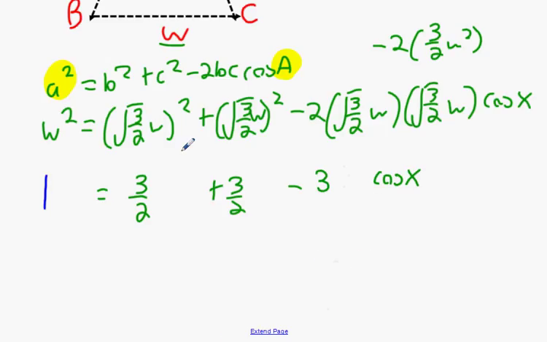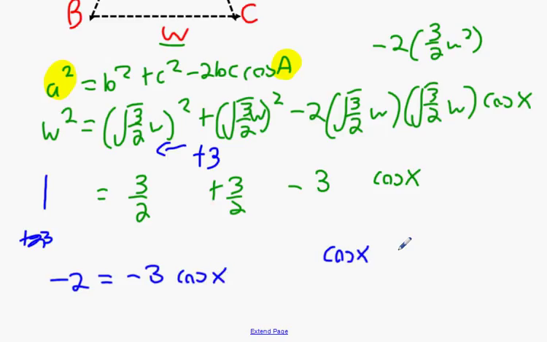Now, what's 3 over 2 plus 3 over 2? Which is plus 3. Move the plus 3 to the left, it becomes minus 3. What's 1 minus 3? Minus 2. Equals minus 3 cos x. Cos x equals minus 2 over minus 3.